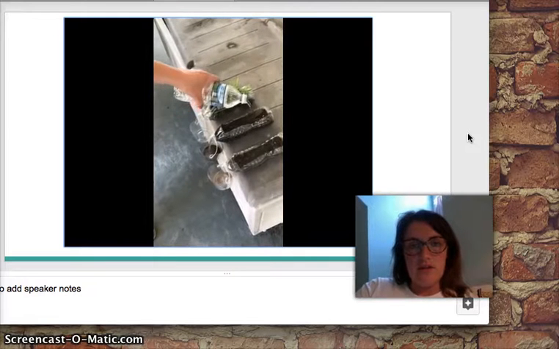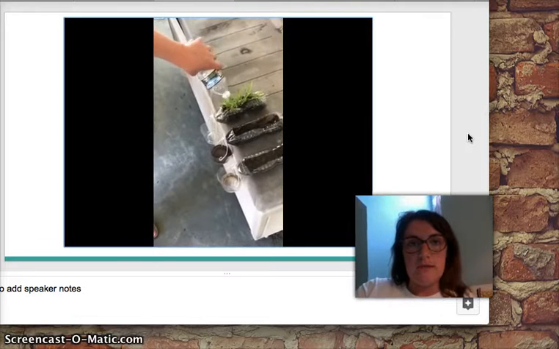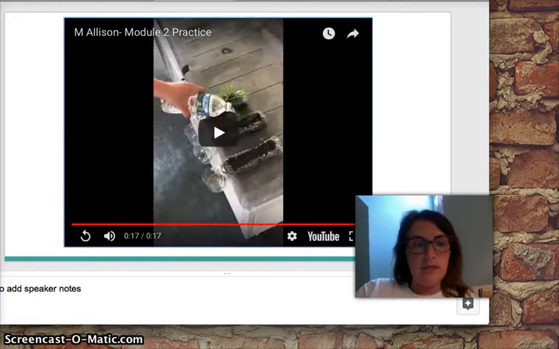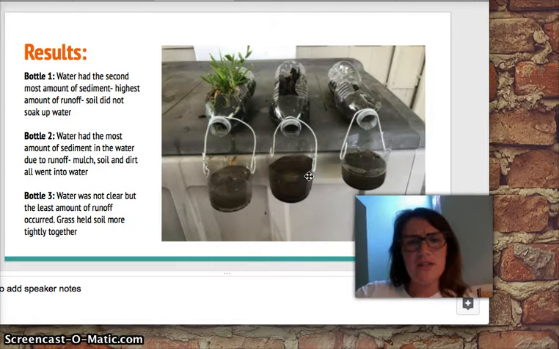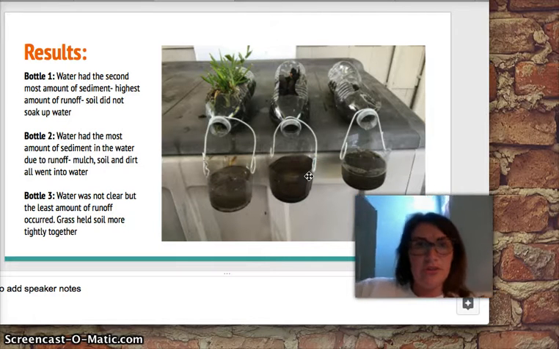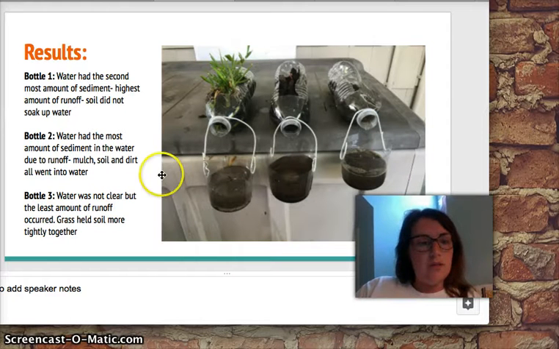As you can see, there's a lot of soil that had run off in bottle number 2, which was extremely surprising to me after the research that I had conducted. So the results I found was that bottle 1 had the second most amount of sediment in the water that was left off, and in bottle number 2 it was the most amount, and there was a lot of mulch that was running off, and also a lot of soil and dirt. And then the last water bottle, the water was not clear, but there was clearly a less amount of soil that ended up in the cup.